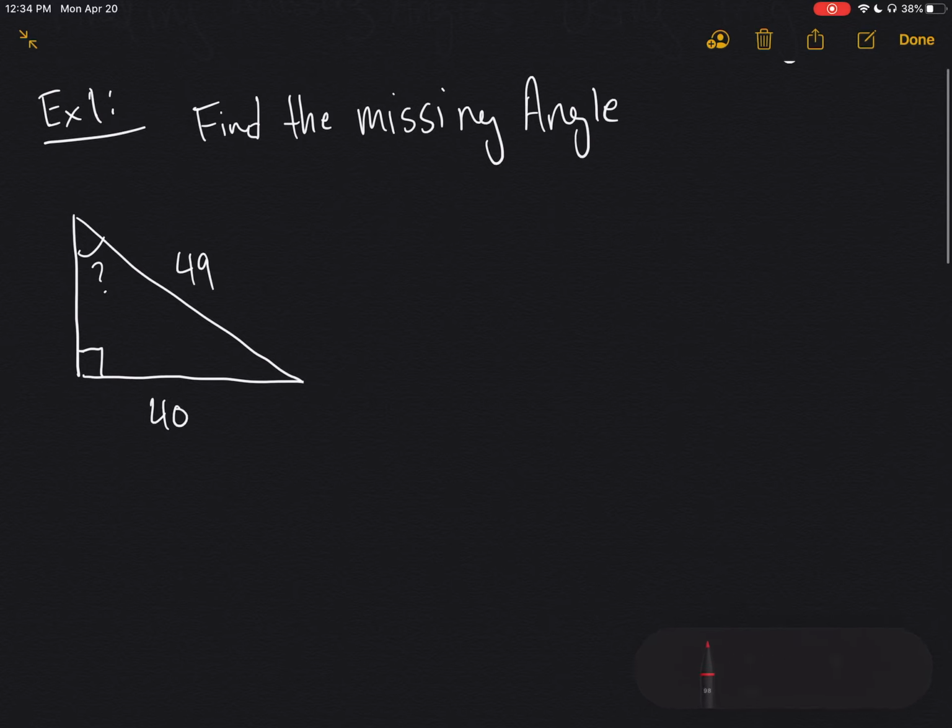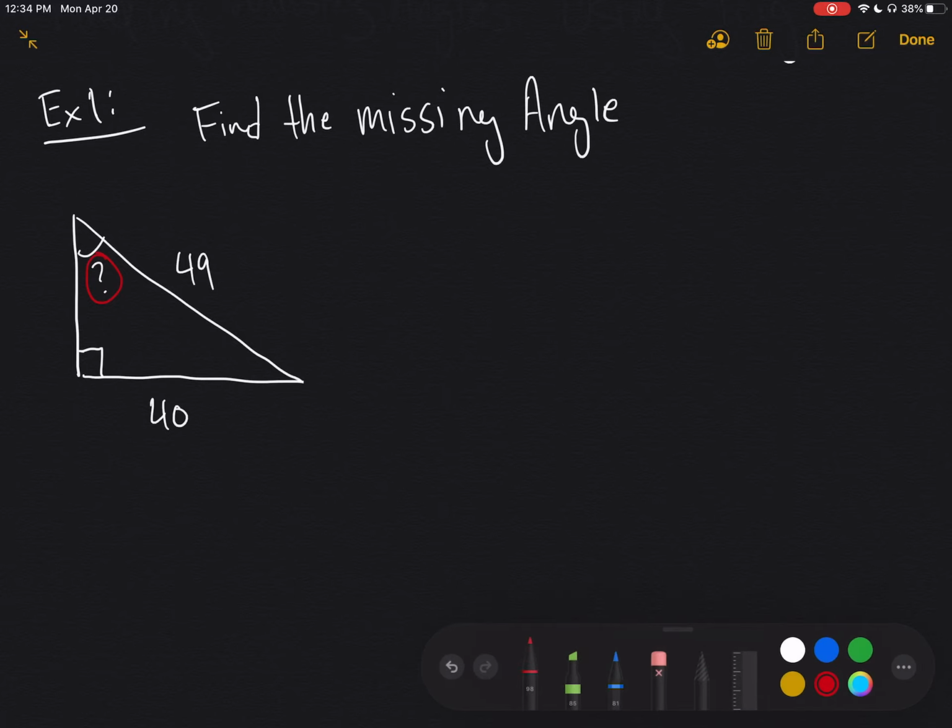Now, step one doesn't really change. Step one is that I want to figure out what angle I want to find. Well, in this case, it's going to be the angle that has the question mark there. That's the angle it's asking us to find. Realistically, we could find the other angle as well, but we're just going to find the one that we were asked to find, right?